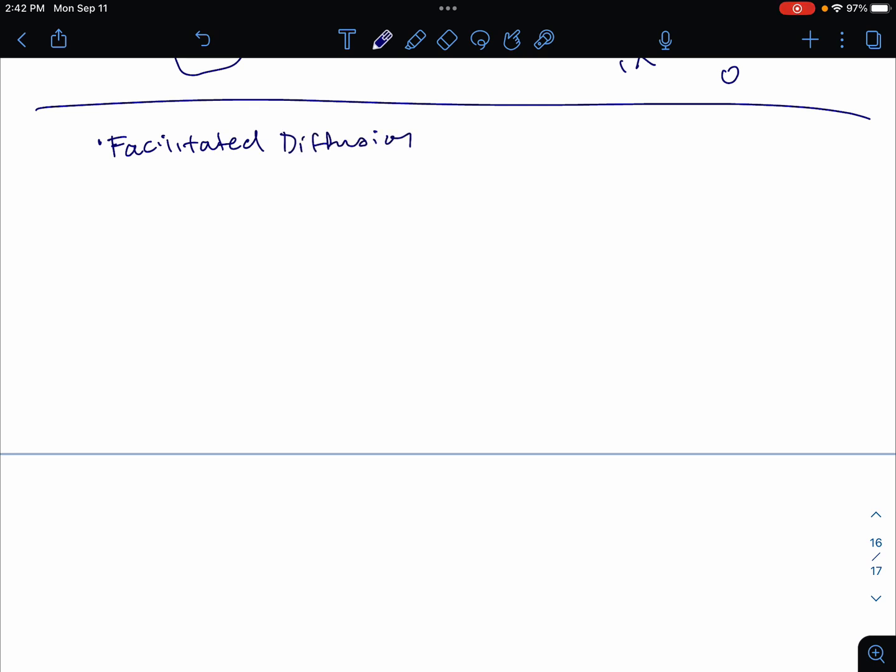In these types of transport, we have facilitated diffusion, which is again a high concentration to a low concentration. However, this time we get the aid of a protein. And this is good for bacteria in low nutrient environments.